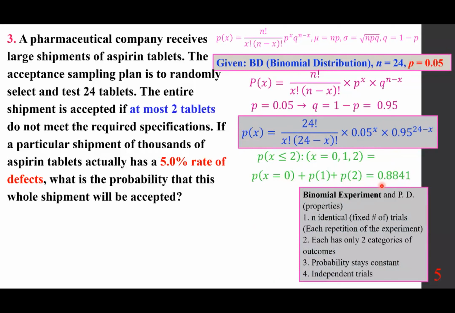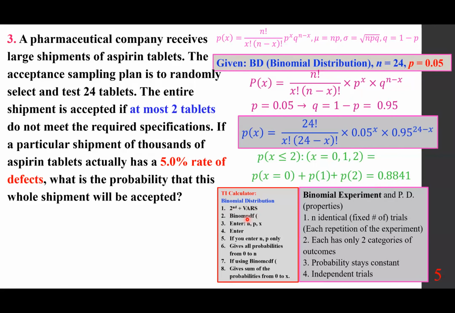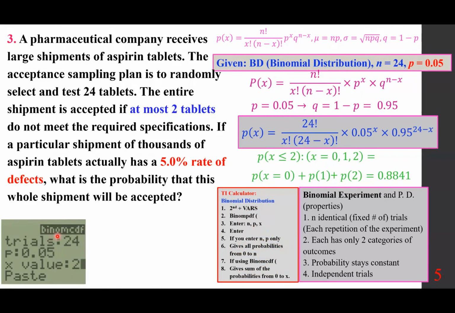And so for the next step, if you want to use a calculator, you can. Here's how we do that. If you go with the TI calculator, for example, 2nd VARS, binomial PDF, you enter n, p, x and enter. If you enter only n and p, it gives all probabilities from 0 to n. And binomial CDF gives the sum of the probabilities. So what are we going to use? We are going to go with binomial CDF because we want to go from 0 to 2 and add them up. This is going to give us the sum.